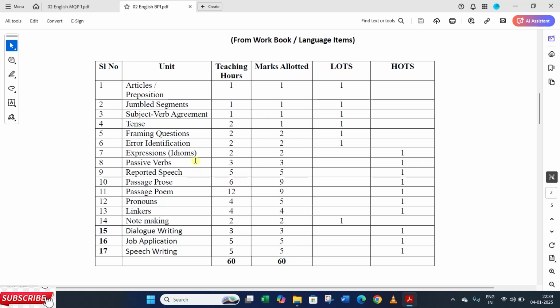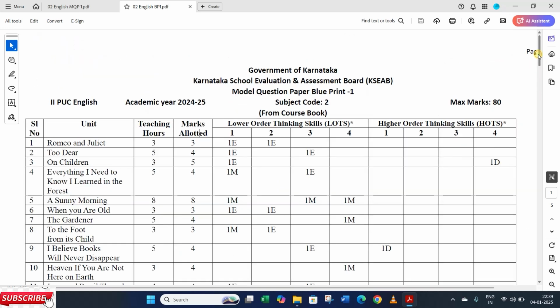So in this way they have given the blueprint, and they are going to follow the blueprint for model question paper first. So my students, this is just a kind of understanding about how the model question paper would be. I hope you must have understood this. Let us go and understand how the question paper is formed.